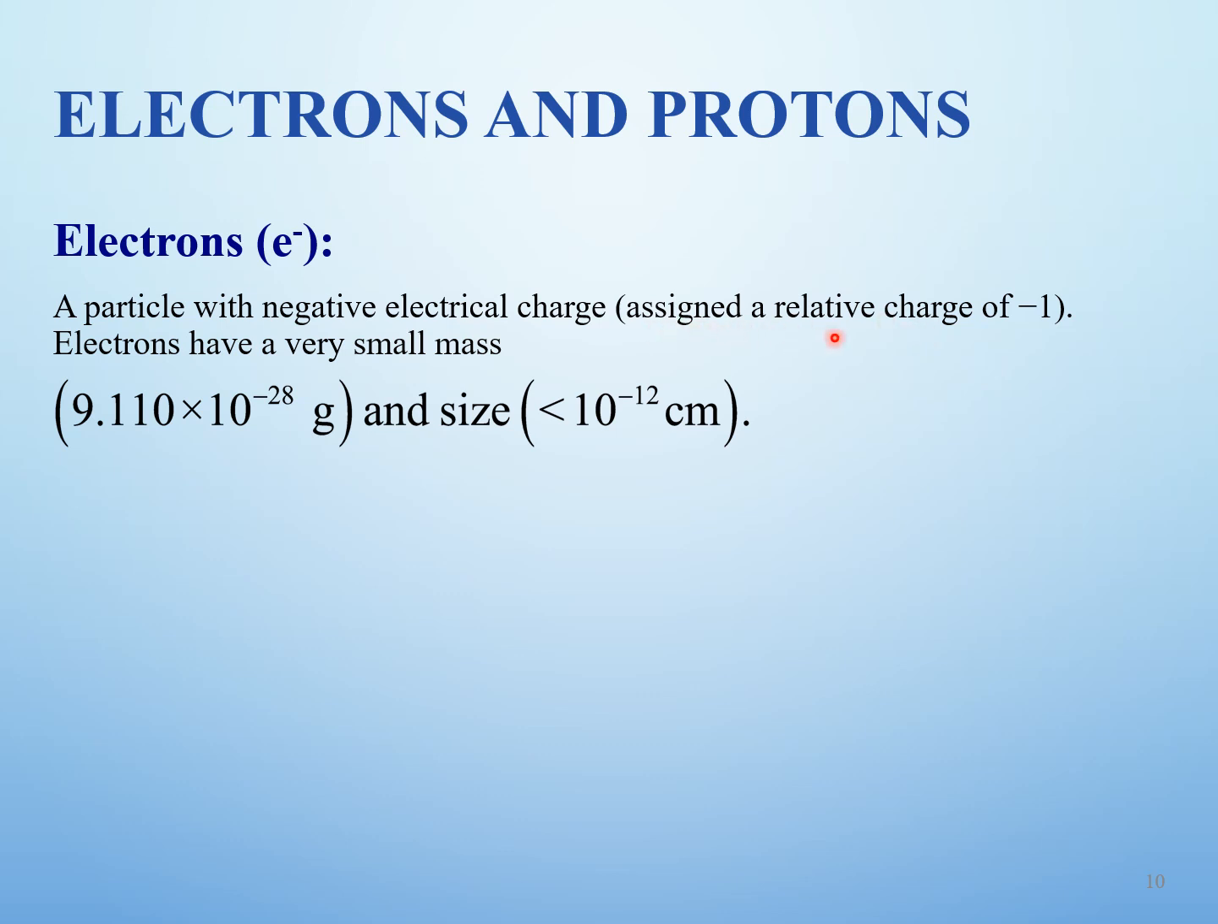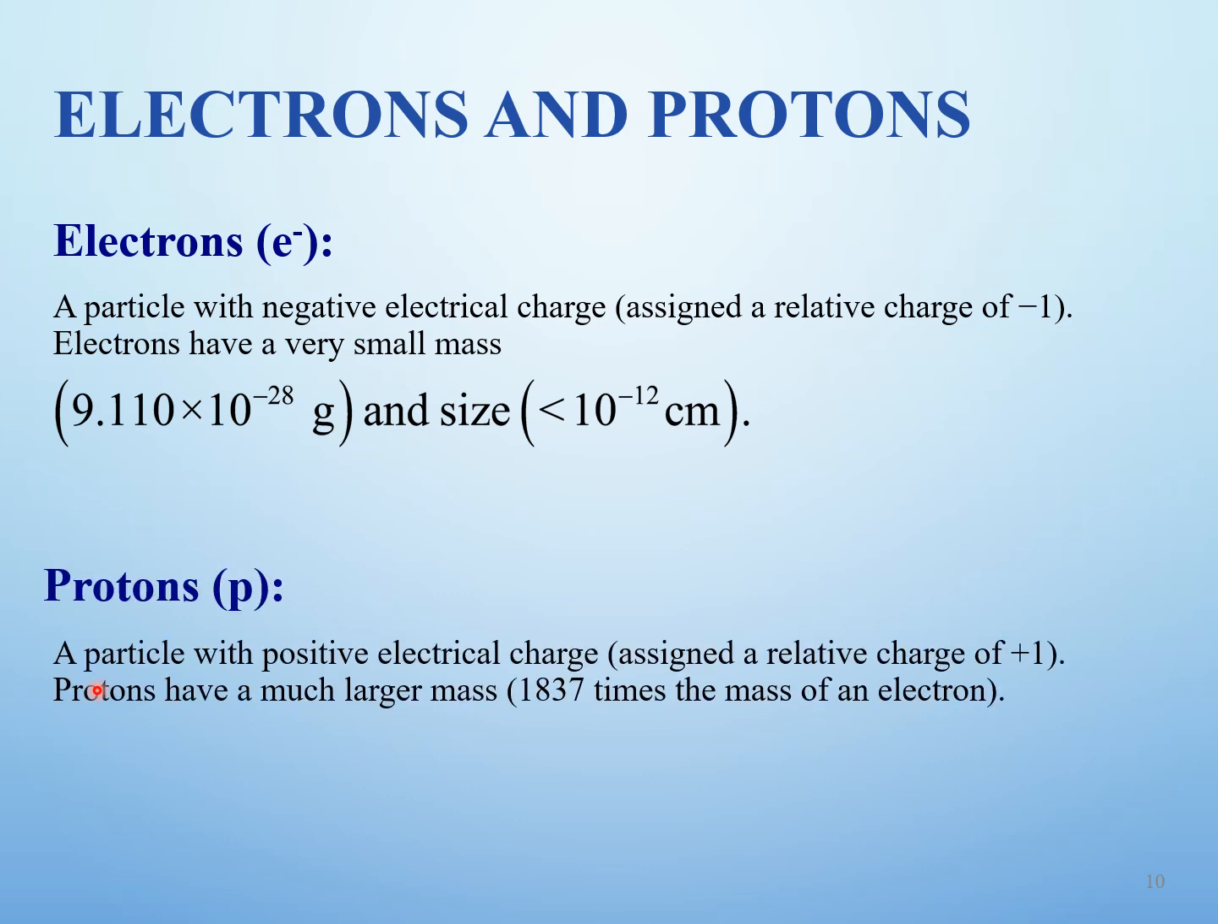One thing you have to remember is that the relative charge of an electron is -1. So each electron is a -1 charge. Protons have a positive charge, and we assign a relative charge of +1. So each proton is +1, and protons have a much larger mass, almost 2,000 times heavier than an electron. So we always consider protons as having a mass, and the electron as kind of having no mass because it's so small.